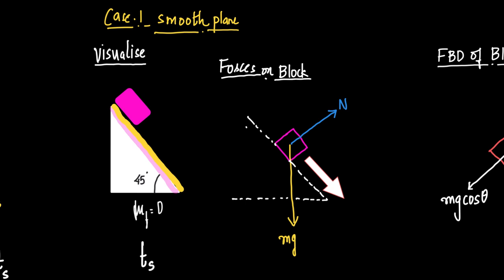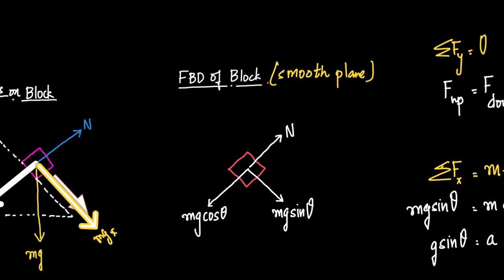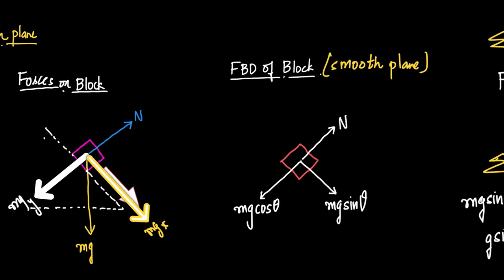The forces acting on the block are normal reaction acting upwards and weight acting downwards. Now this weight can be resolved into two components: the vertical component, mgy, and the horizontal component, mgx. When we resolve the forces, we resolve this mg into two components: mg cos theta, which is the vertical component, and mg sin theta, which is the horizontal component.